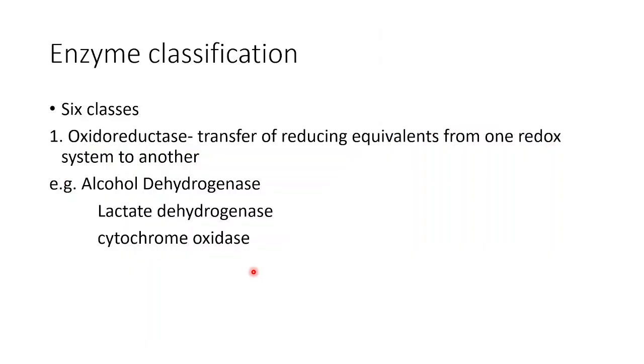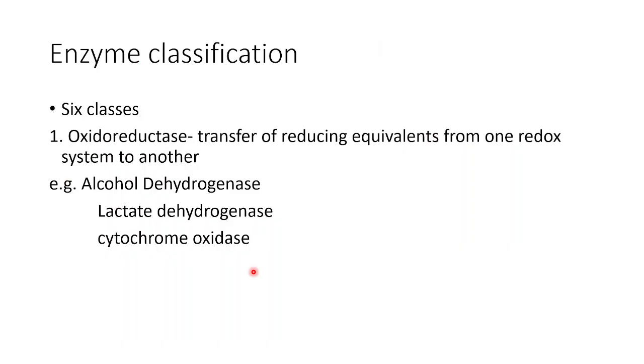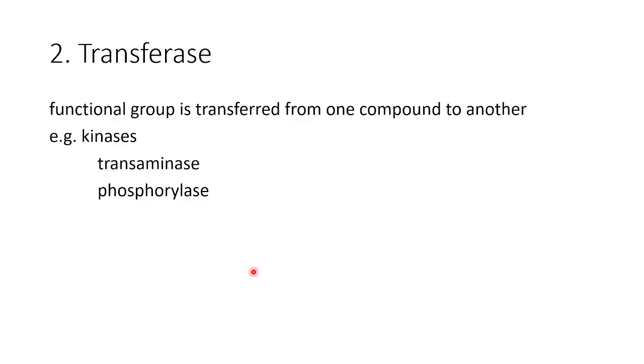Now, you understand that the enzymes are classified into 7 different classes. So we will go with the oxidoreductase. You know what oxidoreductases do. Now these enzymes catalyze oxidation and reduction reactions. You have heard of the pyruvate dehydrogenase, which catalyzes the oxidation of pyruvate to acetyl coenzyme A. Then you have alcohol dehydrogenase, lactate dehydrogenase, cytochrome oxidase, things like that. Now the next one is transferases.